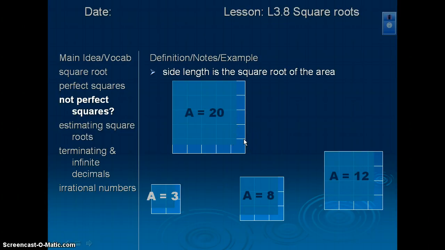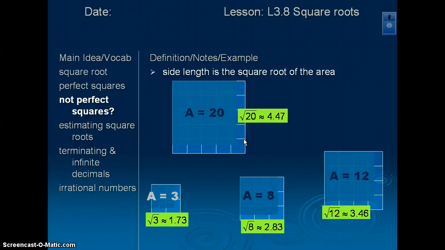They do make a perfect square even if the area is 20. The side length here is about 4.47. In the square root of 3, our side length is about 1.73. In the square root of 8, we see about 2.83. And in the square root of 12, we see about 3.46. Each of these square roots was estimated using a calculator.